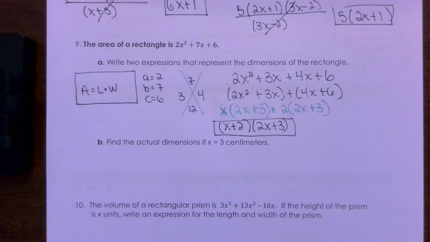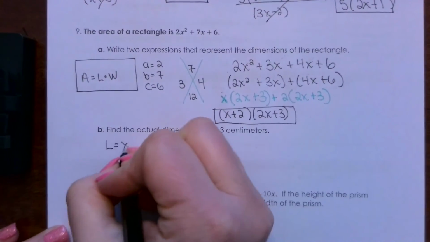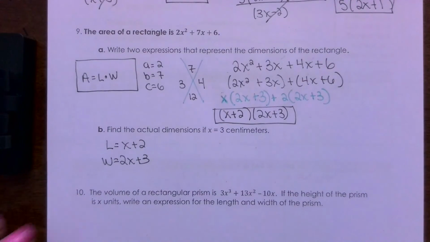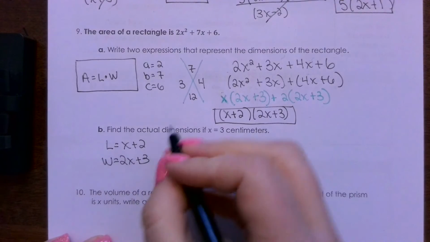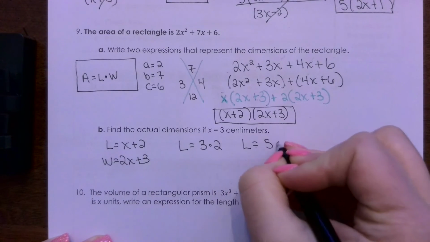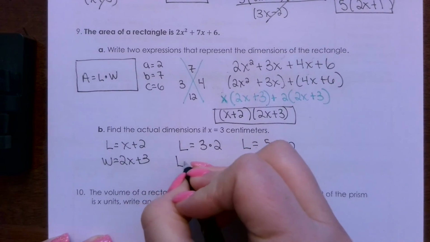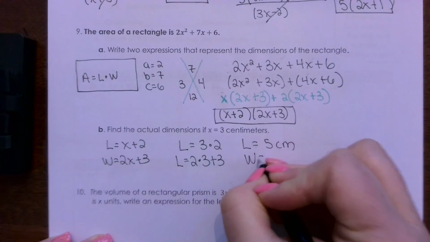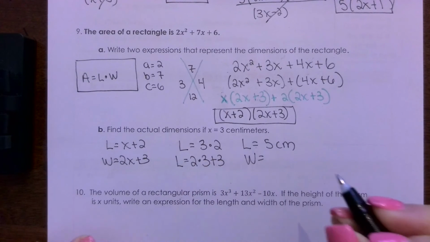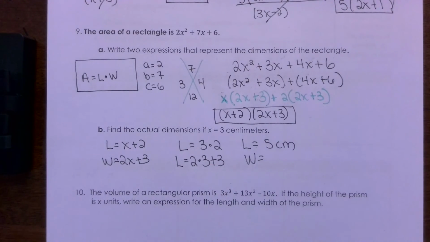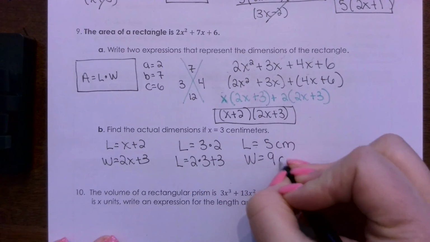So now it says to find the actual dimensions if x equals 3 centimeters. Now I'm going to say that length equals x plus 2 and width equals 2x plus 3. It doesn't matter if I switched it. So if I substitute 3 in here, length equals 3 plus 2, so length equals 5 centimeters. If I substitute 3 here, I've got 2 times 3 plus 3, and width is going to equal 2 times 3, which is 6, plus 3, which is going to equal 9 centimeters.